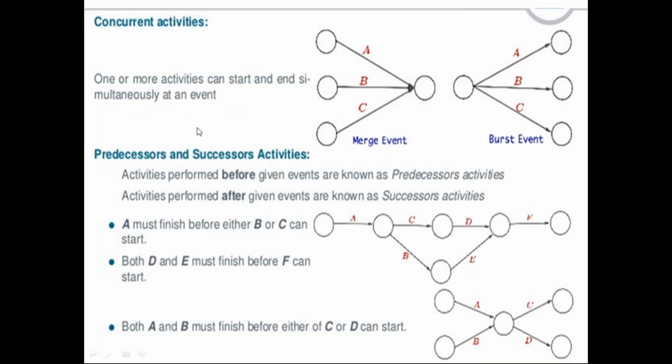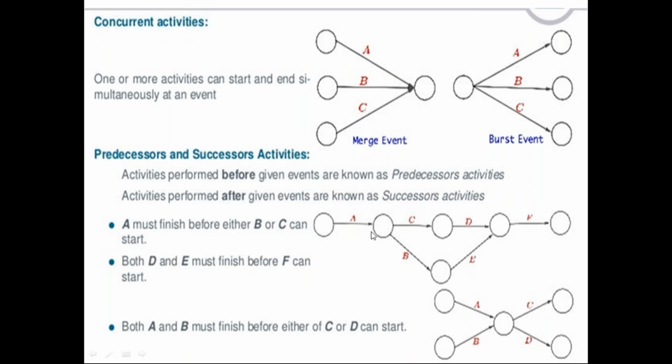The next type of activity can be the concurrent activity, wherein one or more activities can start or end simultaneously. We have seen this over here. Then the predecessor and successor activities. Activities performed before given events are known as the predecessor activities, and activities performed after the given events are known as the successor activities. So here we can see the example of this.